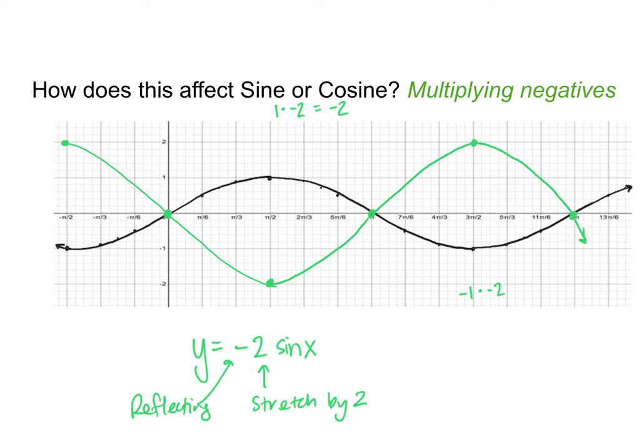All right, so it's a little too pointy, but that's basically the idea. So it is stretched, it does have an amplitude of 2, but it's also reflected. Same thing is going to happen if we do times -5. It's going to be stretched, but it's going to be 5 times taller with an amplitude of 5.